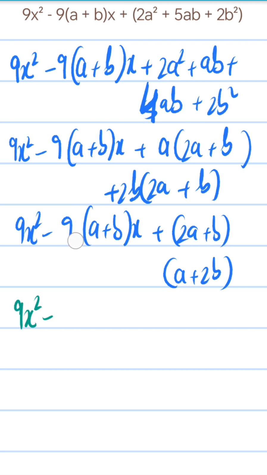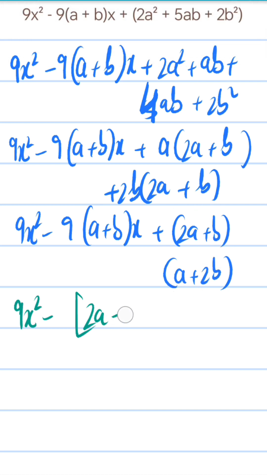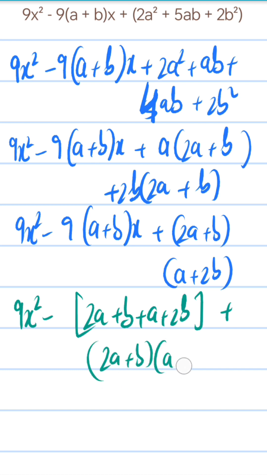I'm not writing 9 here, I'm not writing 3 here. First I'm going to write these things in the bracket. You need to write these numbers in the bracket. So (2a + b) + (a + 2b). Now close the bracket and write these numbers: (2a + b) and (a + 2b).